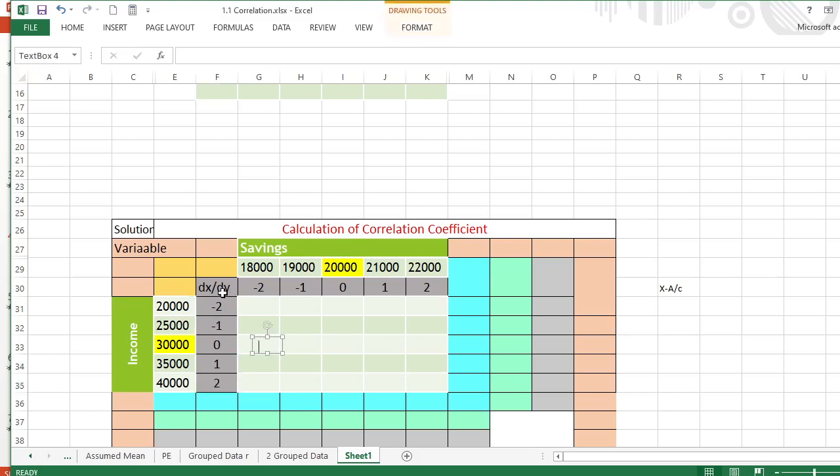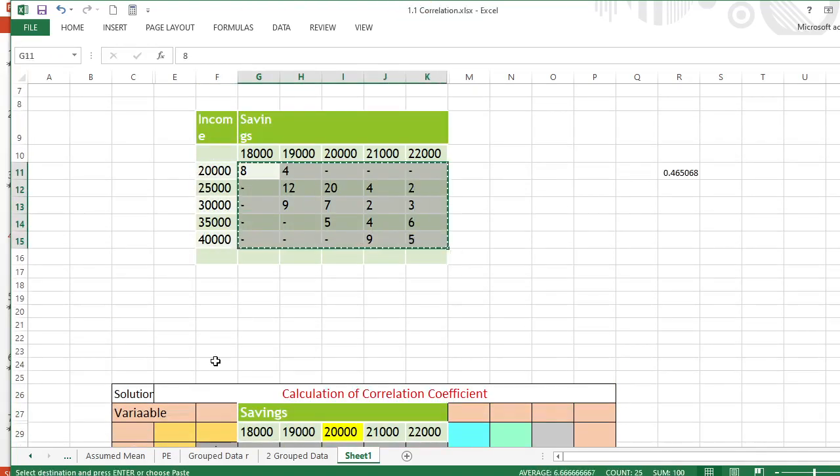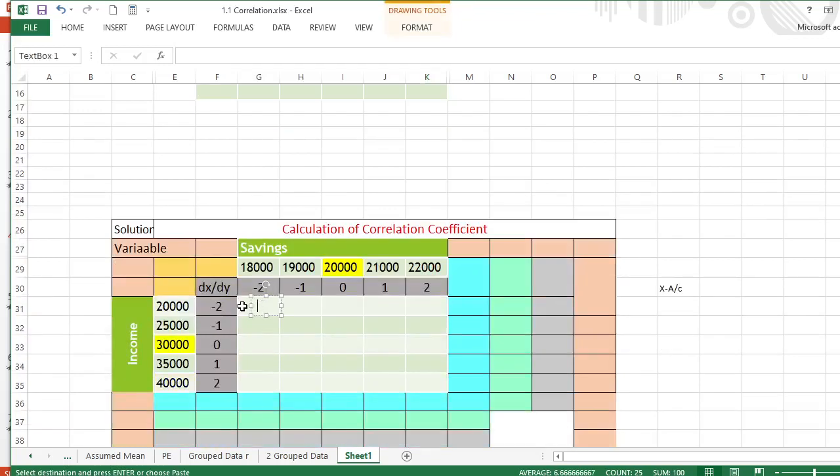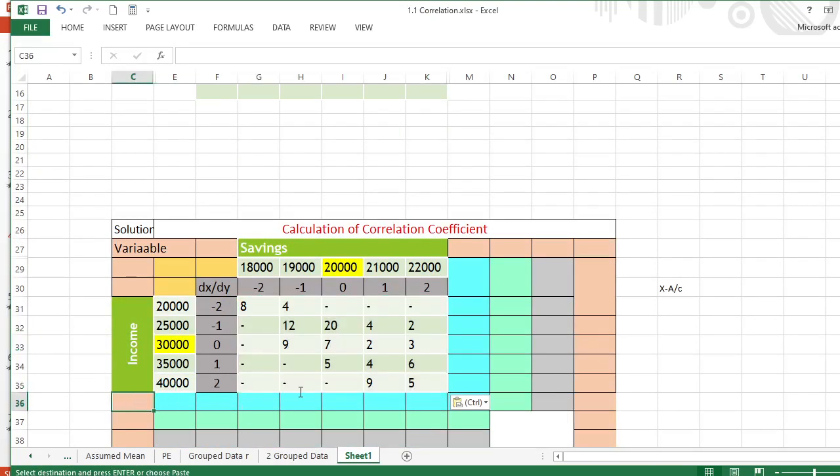So we have calculated dx and dy. After this, we need to copy the frequencies. So I'll copy the frequencies here. After copying the frequencies, we need to consider the total values, and this total is considered as f. So I'll take the total.